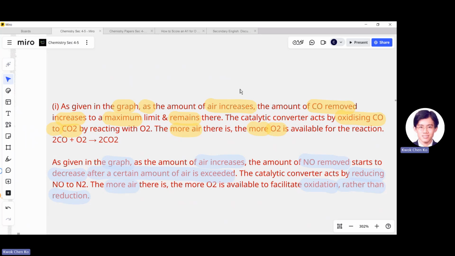This is not an easy question, especially the one about the explanation for NO. So you may want to highlight that it's not exactly talked about much. As you have more air, the catalytic converter adopts a more oxidizing environment compared to reduction.